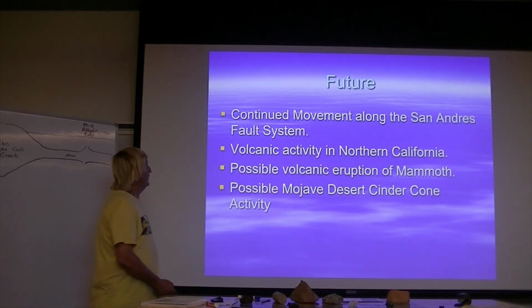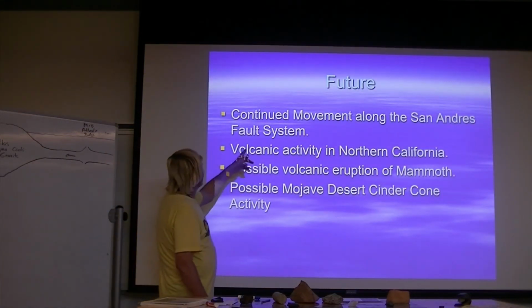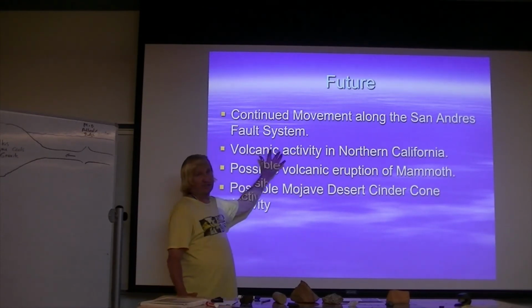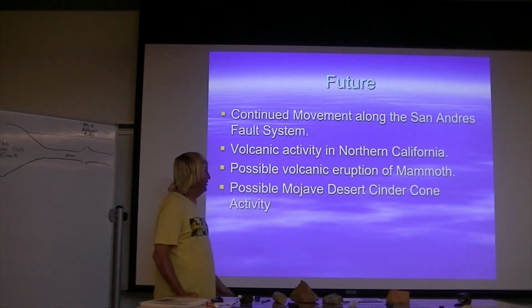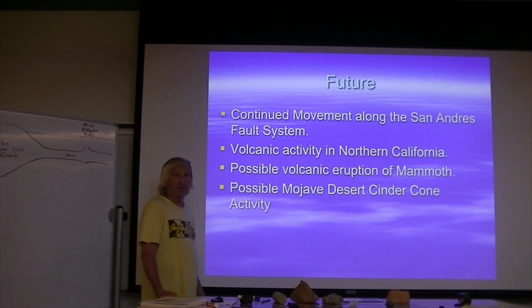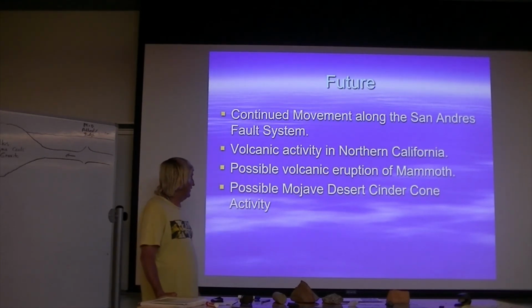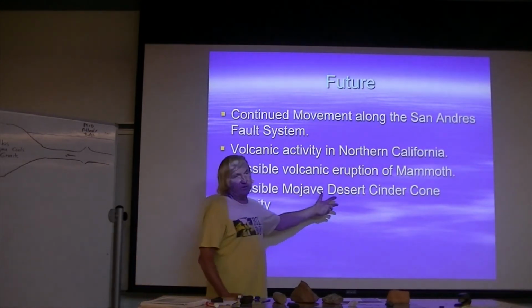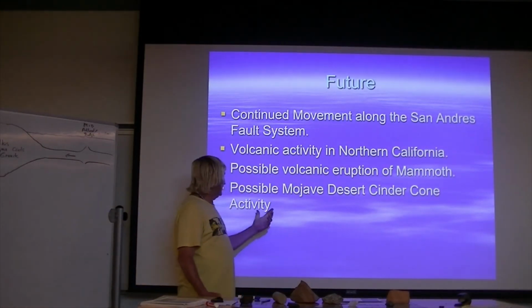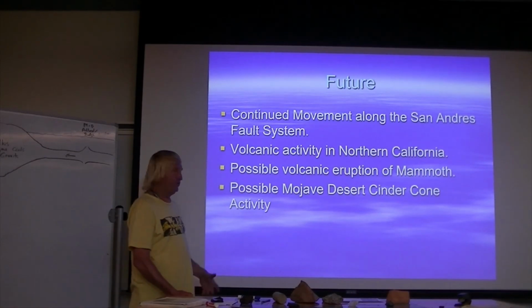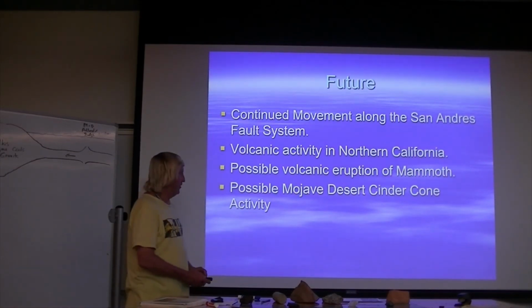So what's the future? Continued movement along the San Andreas Fault system. The San Andreas Fault is going to continue to move east. As it does, it's going to continue to stretch the North American continent. It's going to continue to make our crust thinner, which is going to make it more vulnerable to volcanic activity. So there's a very good possibility in the Mojave Desert that Amboy Crater and some other craters out there could see some resurgence of activity. That's very possible.